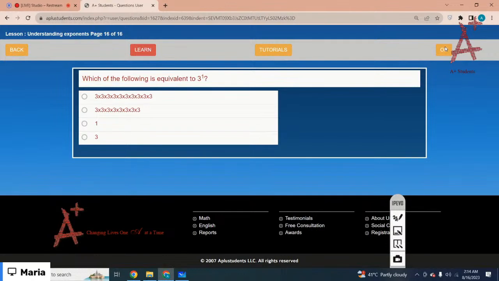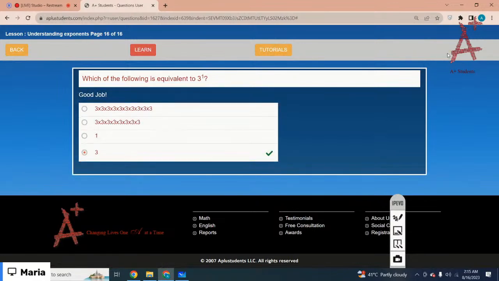Which of the following is equivalent to 3 exponent 1? Which is the correct option? Any number whose exponent is 1 equals the same number, right? So 3 exponent 1 equals 3. That would be it.